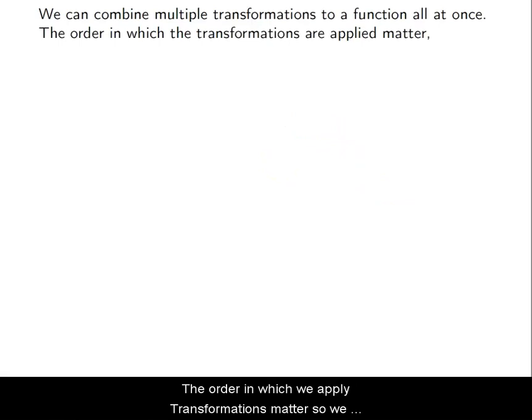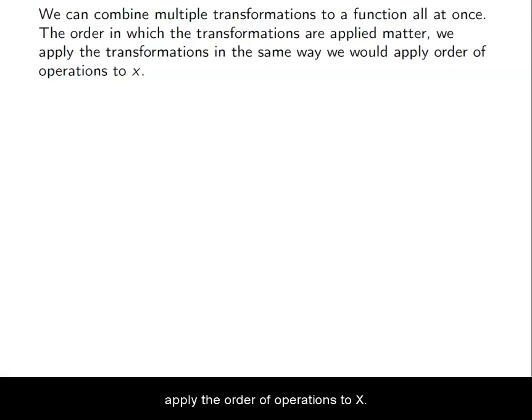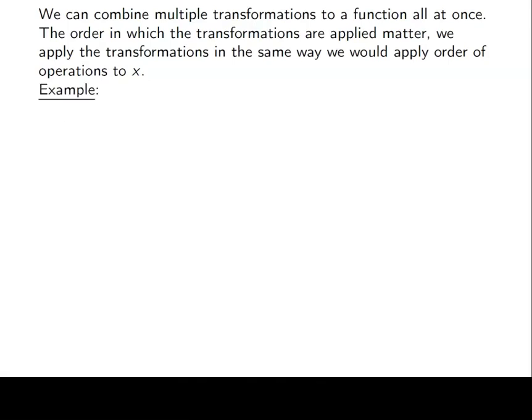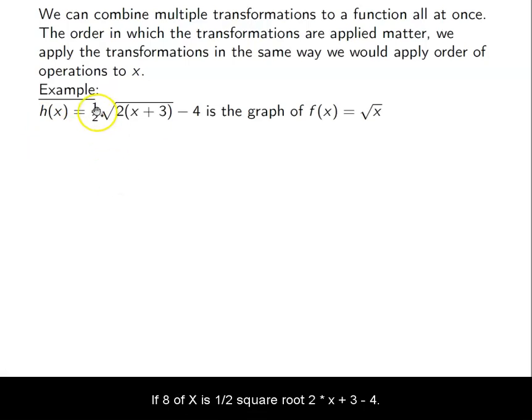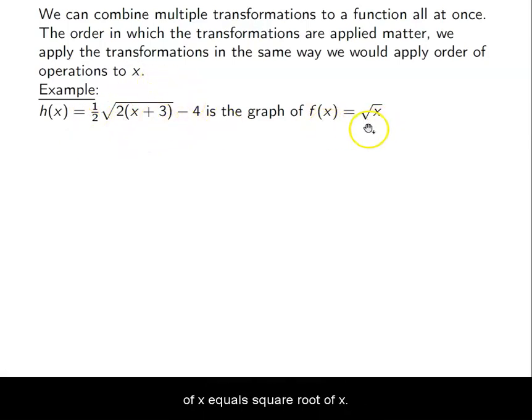So the order in which we apply transformations matters. Okay, so we apply the transformations in the same way that we would apply the order of operations to x, right? So whatever x would look like in that expression of the function, that's the order that we apply the transformations of our function, right? So for example, if h of x is 1/2 square root of 2 times x plus 3, minus 4, this is really just a transformation of the graph f of x equals square root of x, right? I'm just applying several things to it, right?